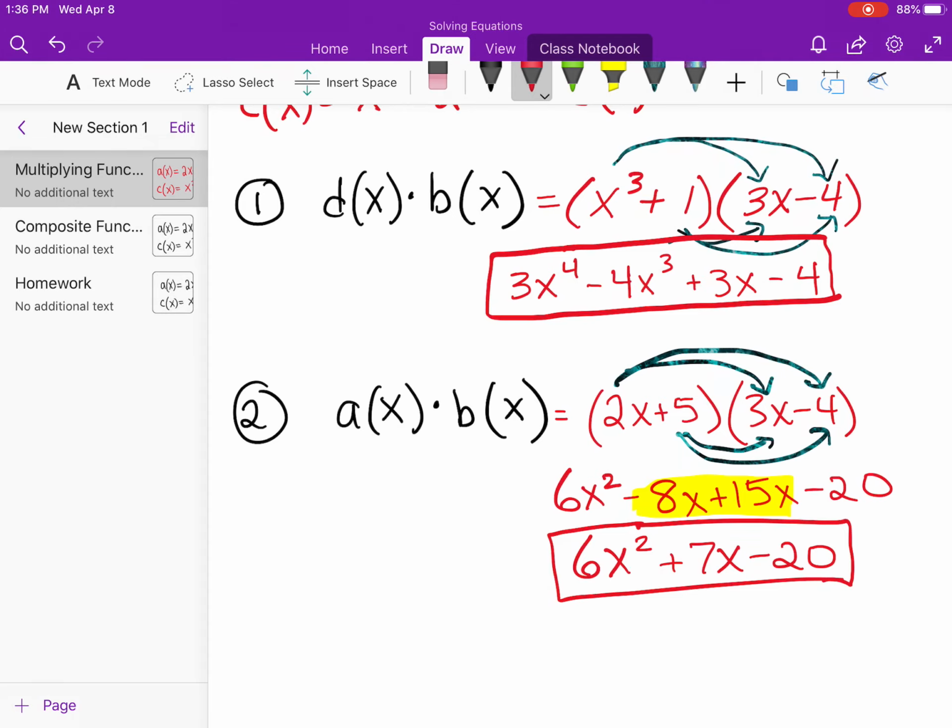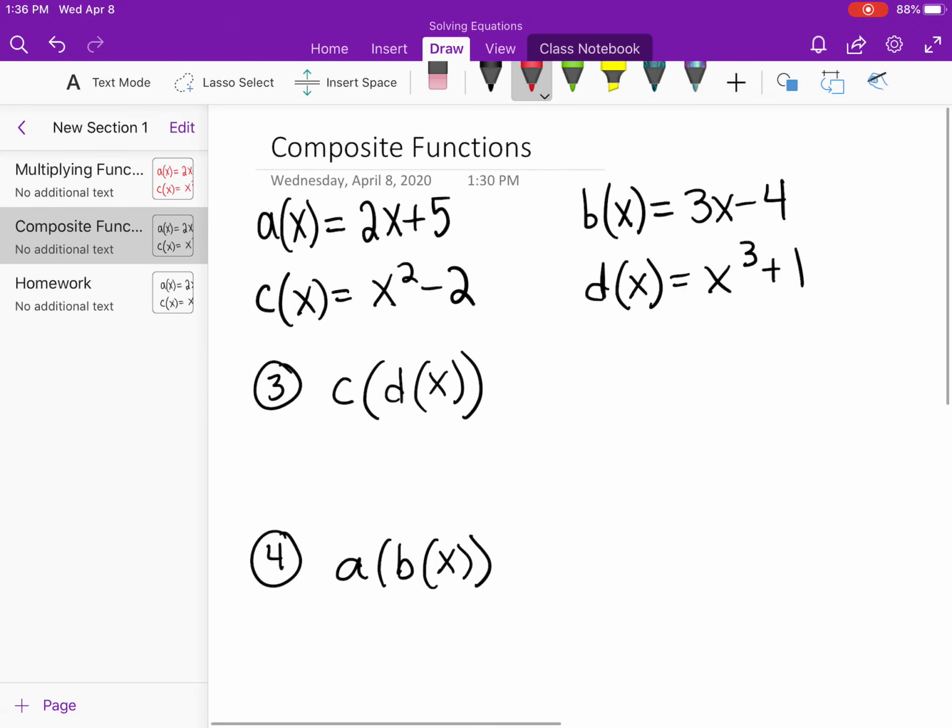Now let's talk about composite functions. A composite function is when you have a function written inside of a function. So you can see my problem here. I have c, parenthesis, d, parenthesis x. How do we even pronounce this? I would say this is c of d of x. C of d of x.